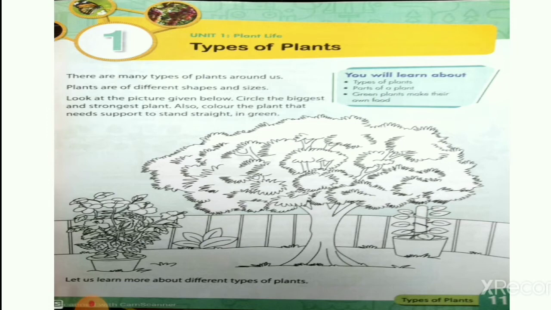In this first chapter, we are going to do types of plants. There are many different types of plants. Some are small, some are big, some are very strong, some are very weak, some grow in the ground, some grow straight. We will see which plant is called by what name. As you go out, you can see different types of plants around your houses, around your school, everywhere. Plants are of different shapes.